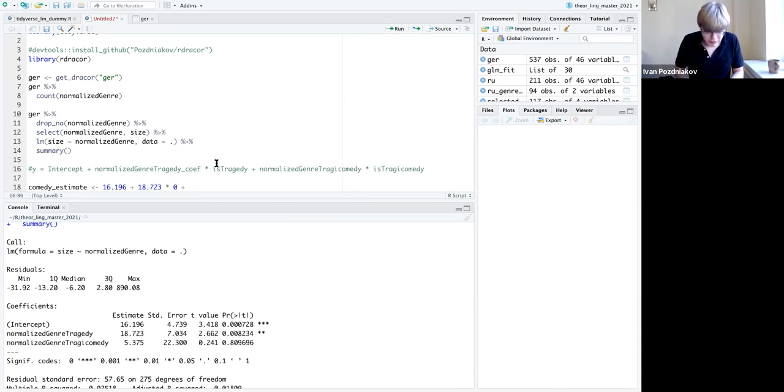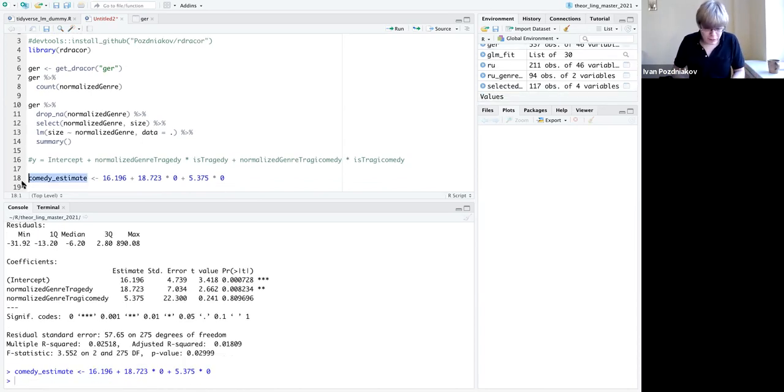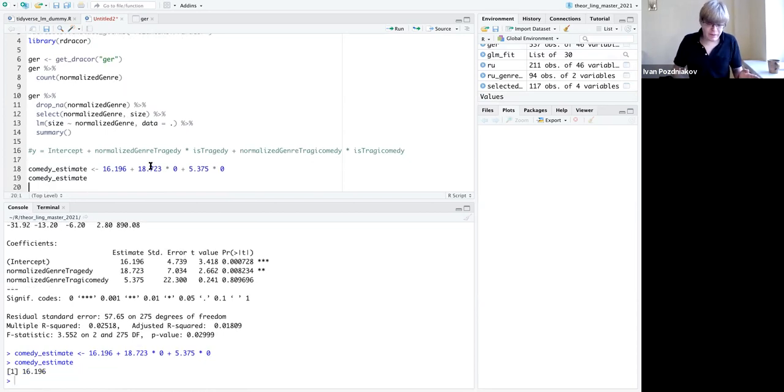Or we can just delete coef from both sides. And is a comedy a tragicomedy? No, at least from the way we coded these variables, it is not a tragicomedy. So we calculated the result. Actually, we can simplify it, because we multiply by zero and this part is just zero. It means that for comedy, the estimation will be just the value of the intercept, right?